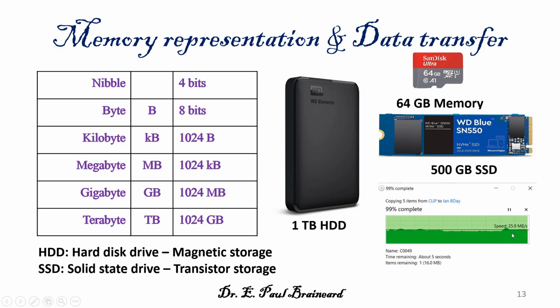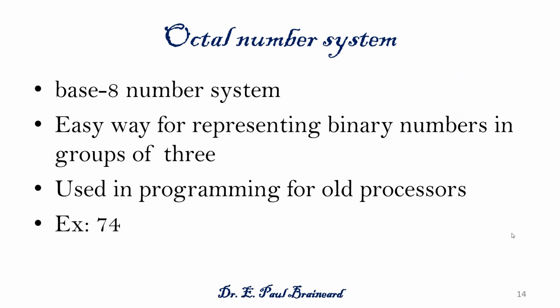Now let's look at the octal number system. It is a base 8 number system. It is an easy way of representing binary numbers in groups of 3. Octal number system is used in programming for old processors. For example, 74 is an octal number.